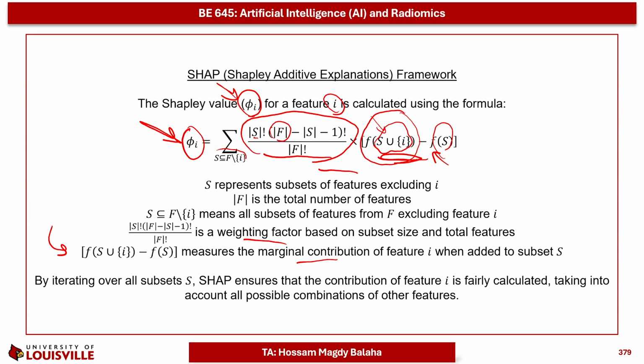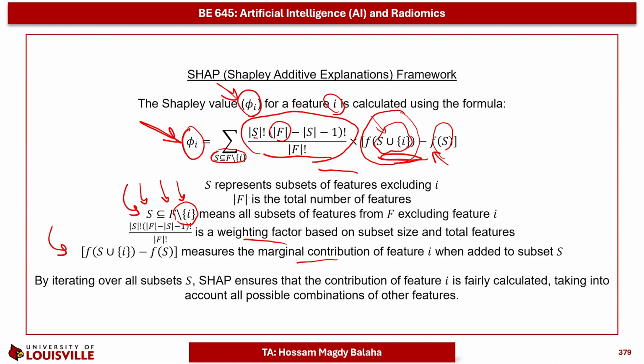And this partition in the summation means all subsets of the features from F, and the capital F is all features, and backslash i means excluding the feature i. So here we are getting a subset which is included in the features, or the whole feature set, excluding the feature i. So the situation here is simple.